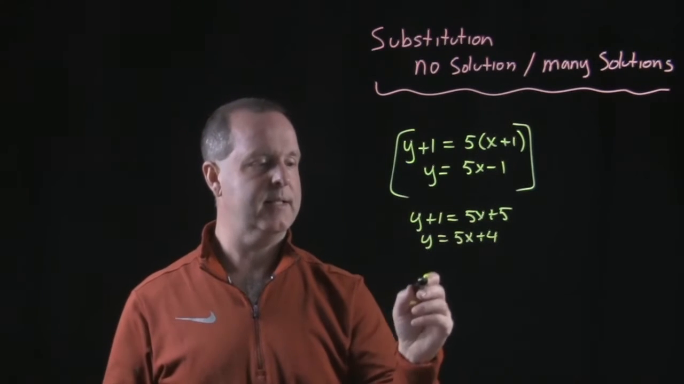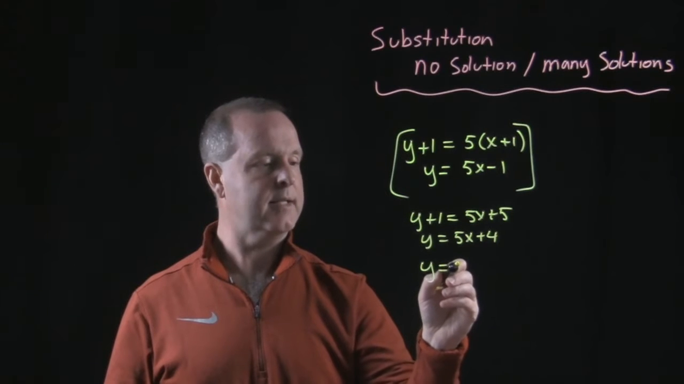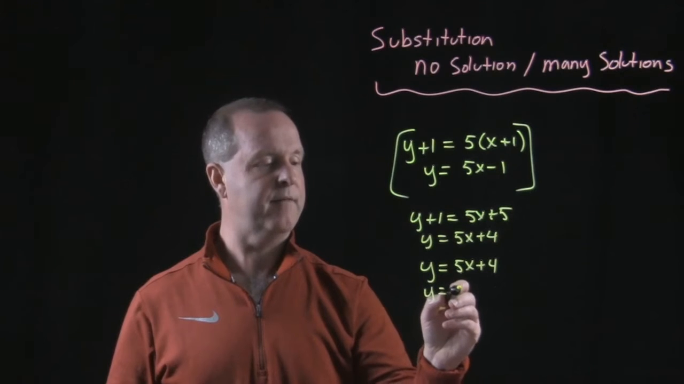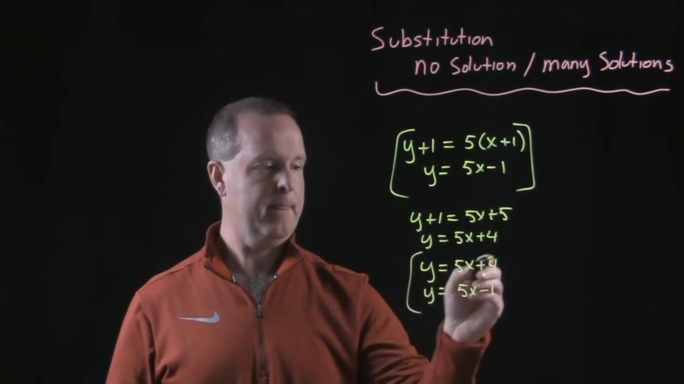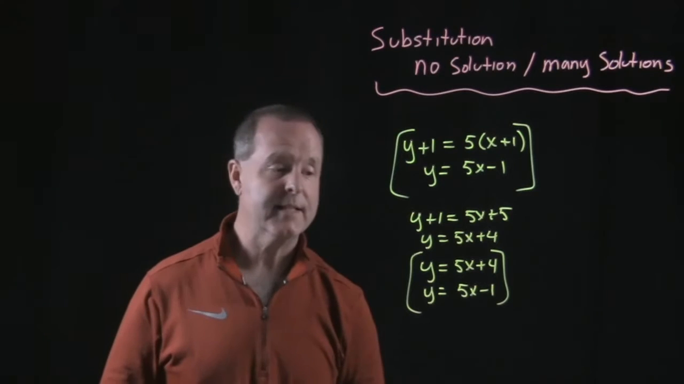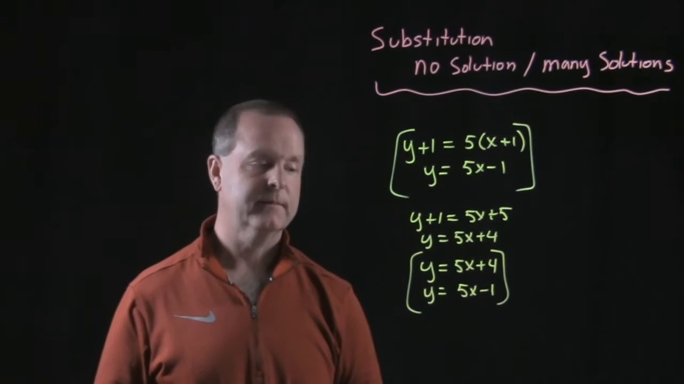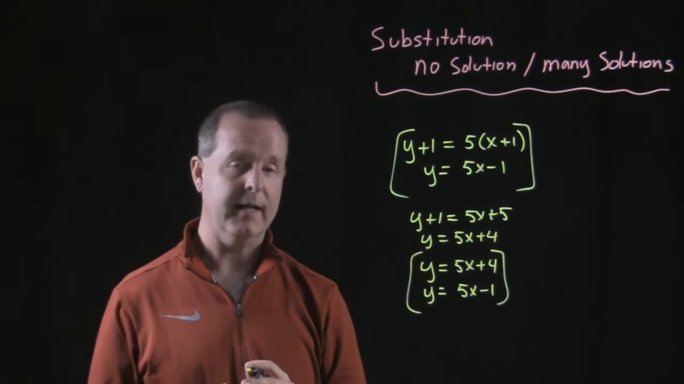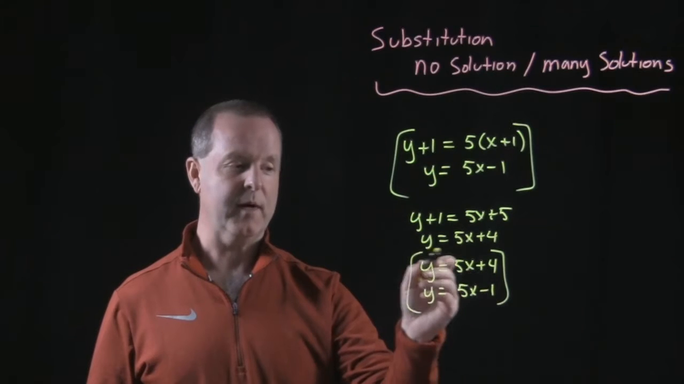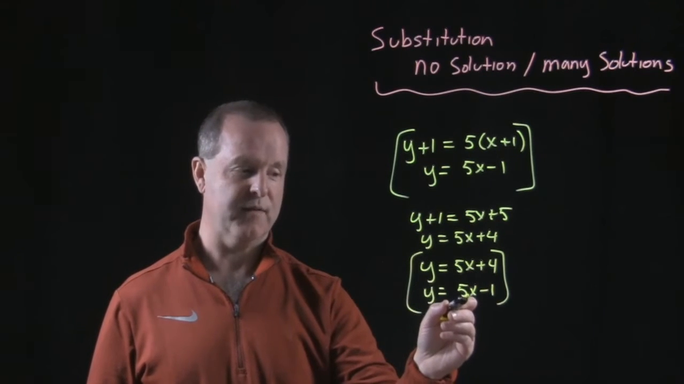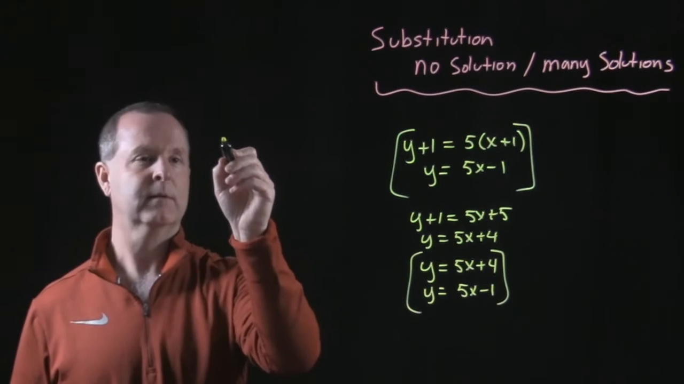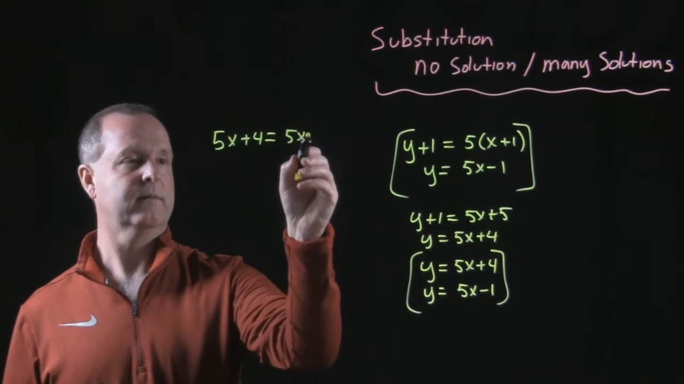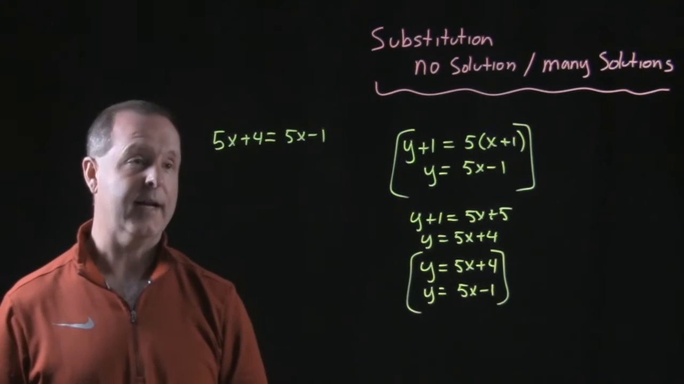I'm going to recreate my system. So the first line is equivalent to y equals 5x plus 4. The second equation is still y equals 5x minus 1. All right, I have a system here, and we can use substitution. Both of these are solved for y. So if 5x plus 4 equals y, and y equals 5x minus 1, therefore 5x plus 4 equals 5x minus 1. So solve that for x.